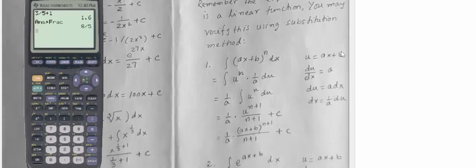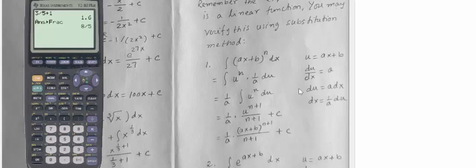Go with the substitution method. u is ax plus b that we have taken from inside here. And then take the derivative on both sides. du dx will be on the left side. The derivative of ax plus b will give you simply a. You know that, right? Multiply both sides by dx. You get du equals a dx. Now, I need to find what my dx is. So that's why I divide both sides by a. We get dx equals 1 over a du. You can write it the other way. You can write dx on the left side or on the right side.